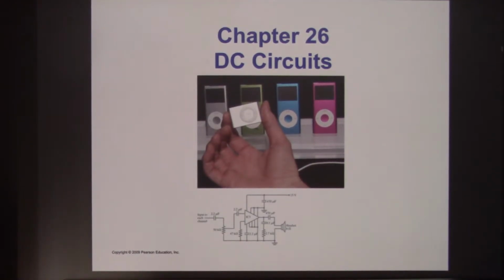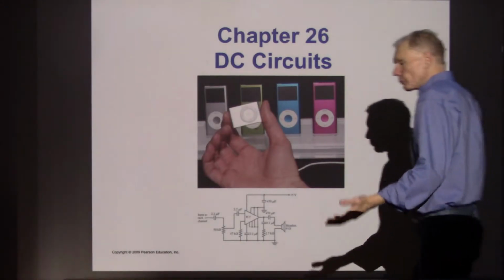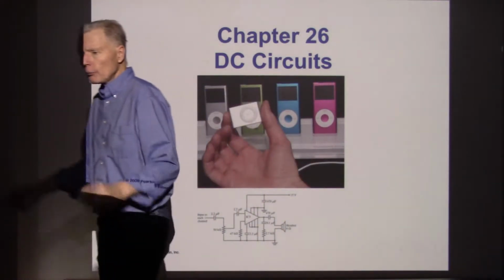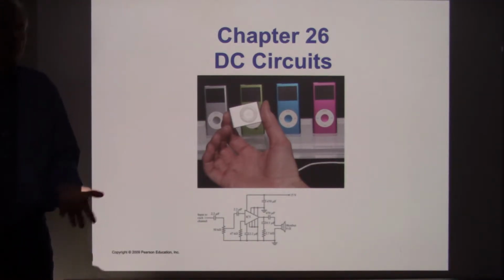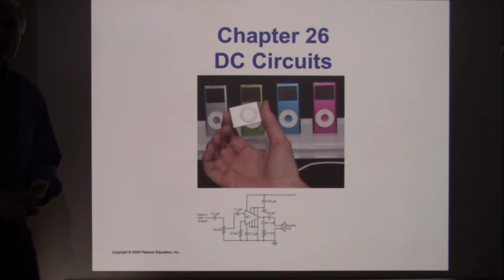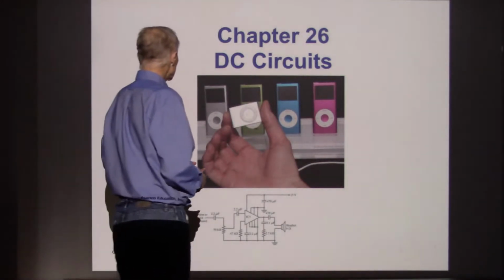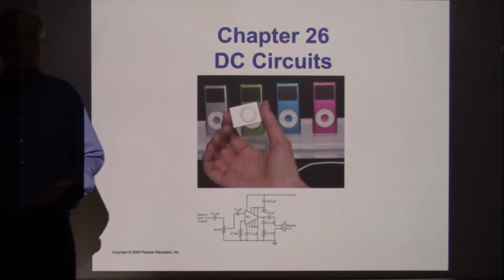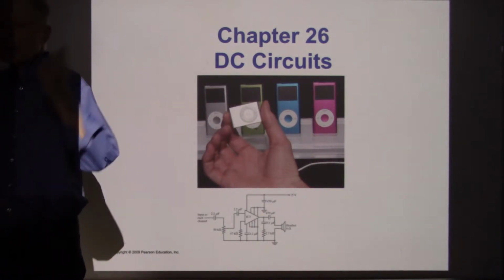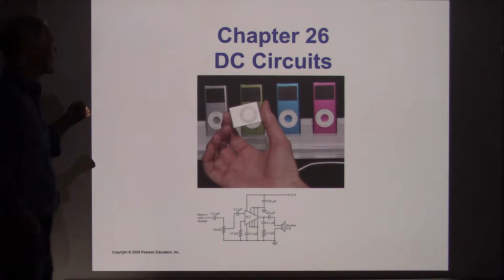Good morning. We are headed into another chapter on circuits. So chapter 25, we took a look at current and resistors. Chapter 24, we had looked at capacitors. And now we're ready to look at some more detailed types of circuitry. So let's do that. Now we're going to say this is DC circuits.